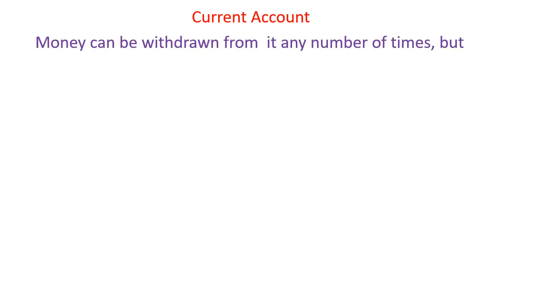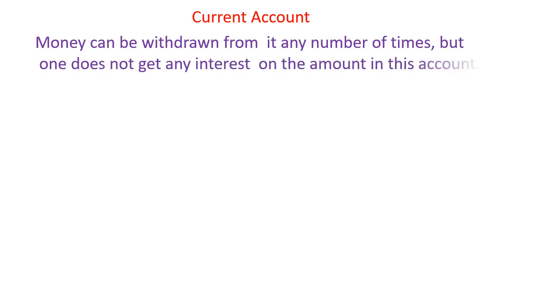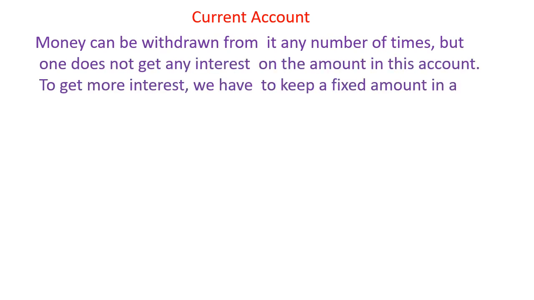There is another type of account, which is called a current account. Current means a flowing account where money comes and goes very fast. It is used by businessmen because they have to deposit money and take money every day, more than one time. Sometimes many times in a week. So they need an account for business. We call it a current account. The peculiarity is that money can be withdrawn from this any number of times, and it can be deposited any number of times. But the difference is that they don't get interest on that.